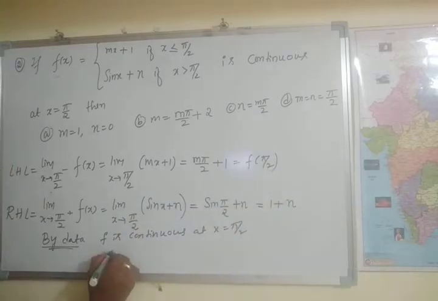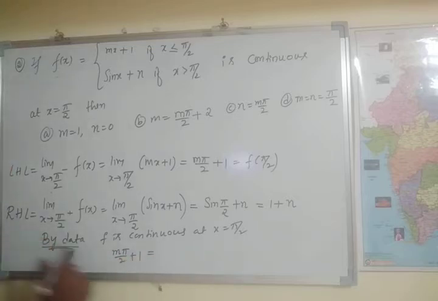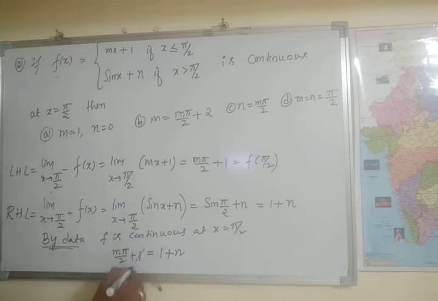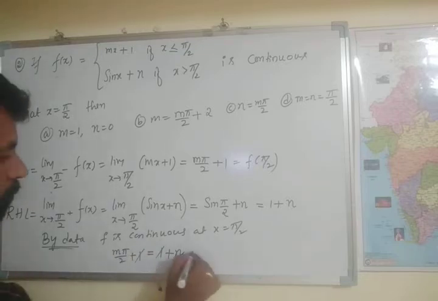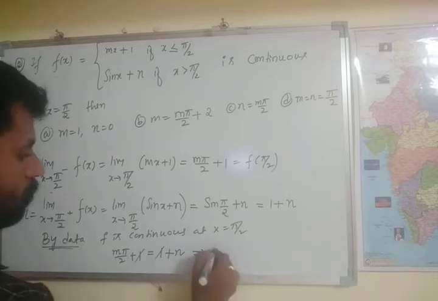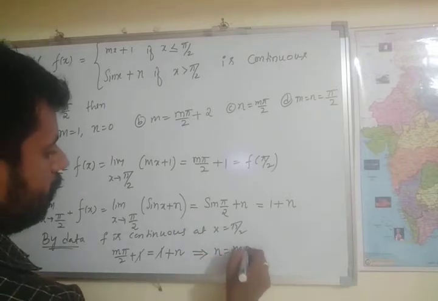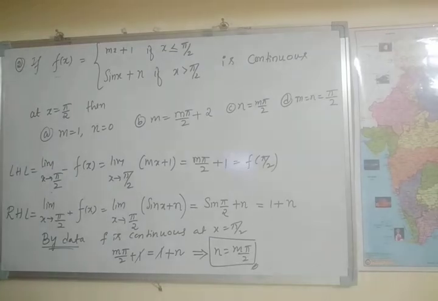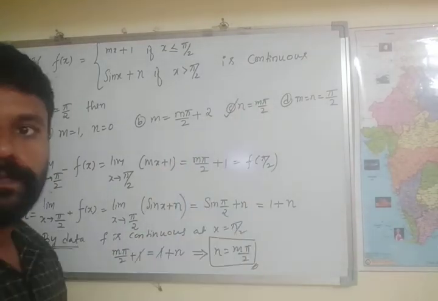The left hand limit value m pi by 2 plus 1 is equal to the right hand limit value 1 plus n. Now on both sides, plus 1 gets cancelled. This implies n is equal to m pi by 2, which is the required solution. Option C is correct.